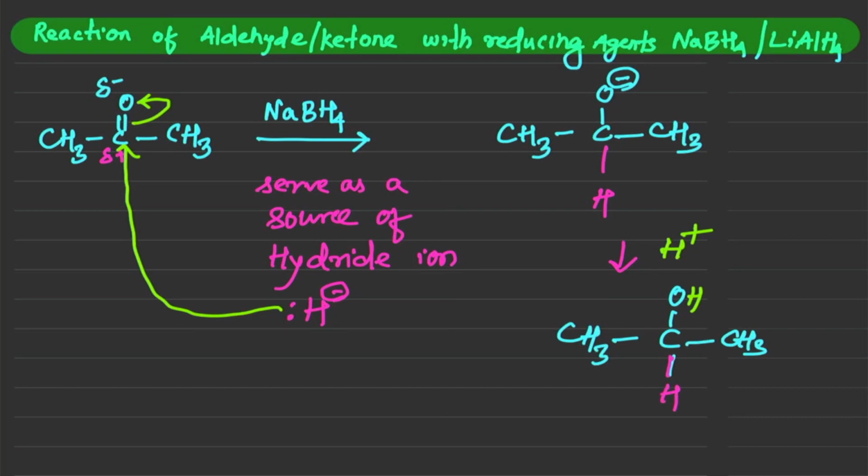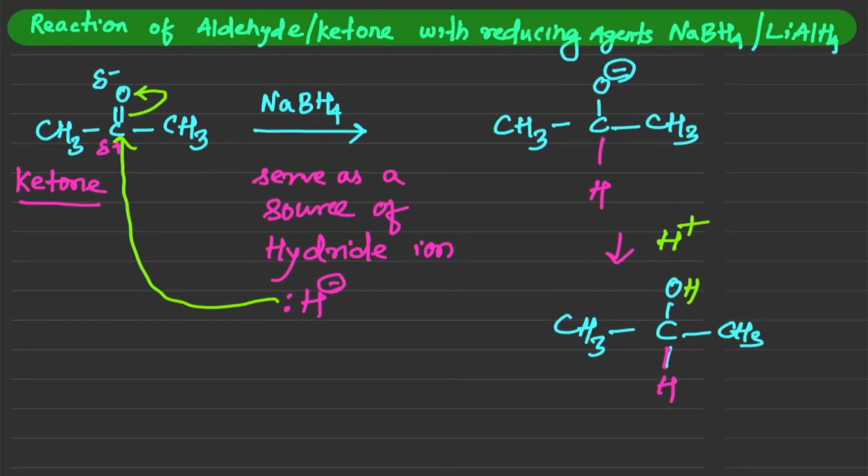Okay, so you noticed we started with a ketone, right? So our ketone gets reduced. So this is a reduction process. Why is it called a reduction process? Because if you notice, we added a hydrogen and hydrogen. Every time you add a hydrogen, that's called a reduction process. So this process gives us a secondary alcohol. So ketone gets reduced to secondary alcohol.